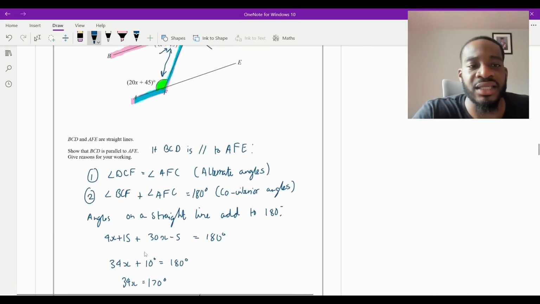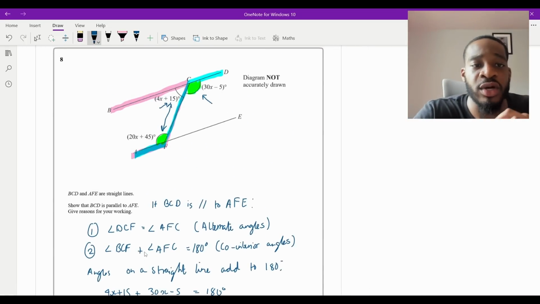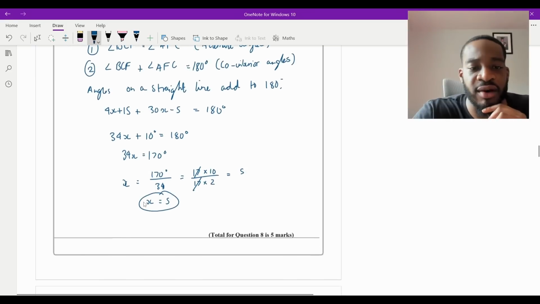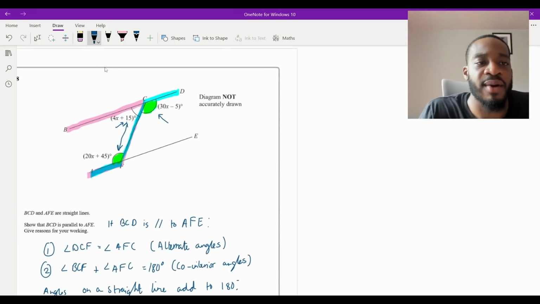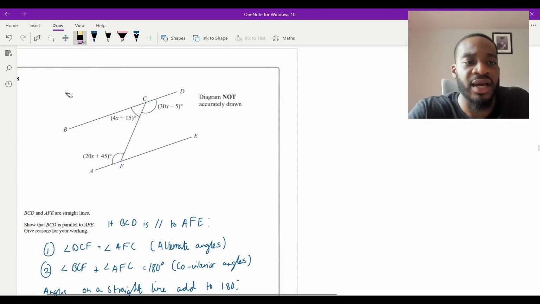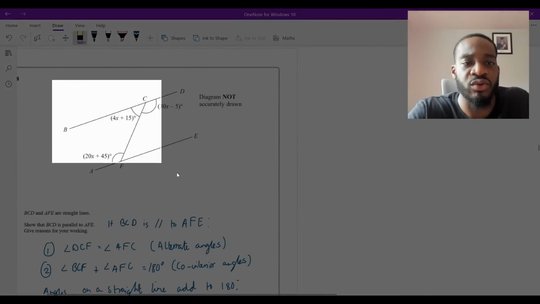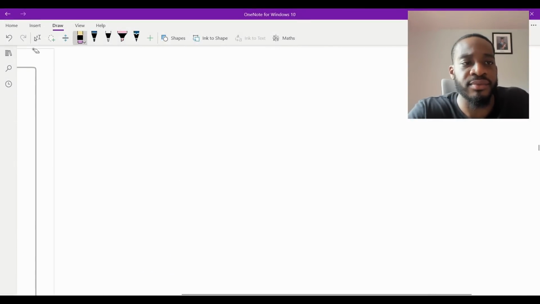Now I know what x is, that will allow me to calculate what each of these angles must be. So let us start with, how much room do I have? Don't have that much room. Let me do it on this side here. Let me rub out everything just so it's nice. I'm going to grab this image and then plug x equals 5 into all of these angles to see what we get for each of them.